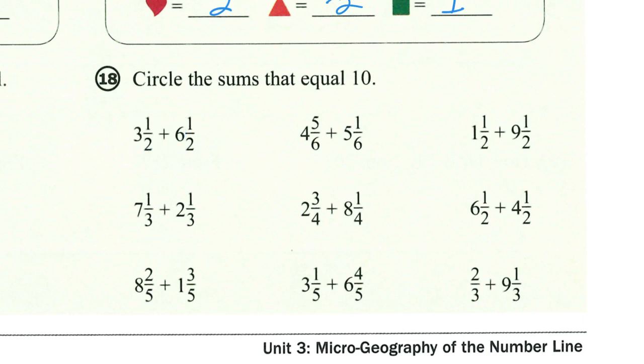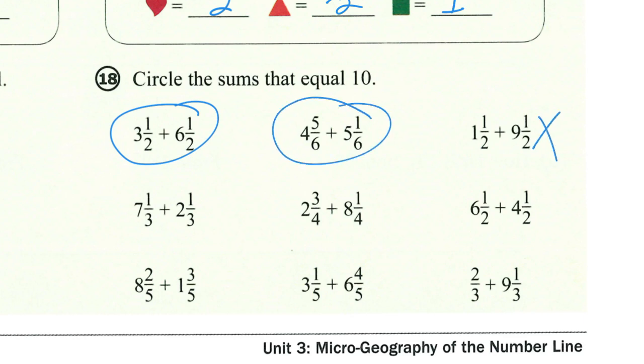And so this first one works, and this one works. This one over here does not, because 9 plus 1 is already 10. If you add on another 1 with the 1/2 plus 1/2, that would be 11. In the second row, 7 plus 2 is 9, but 1/3 plus 1/3 is not 1. That would be 2/3. That's not going to get me 10. Next one, 8 plus 2 is already 10, so those fractions are going to make it more than 10. Same thing here, 6 plus 4 is already 10, so the fractions make it more than 10.